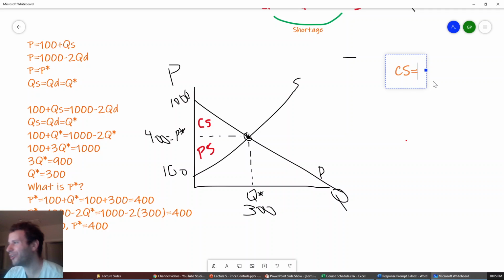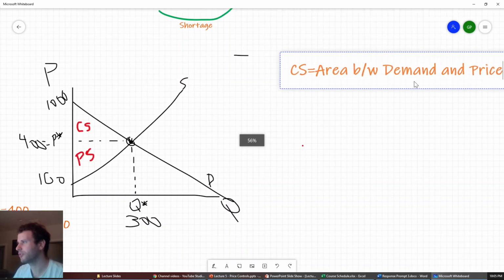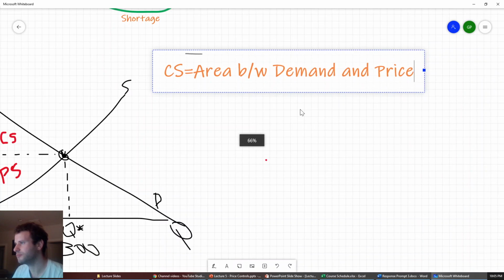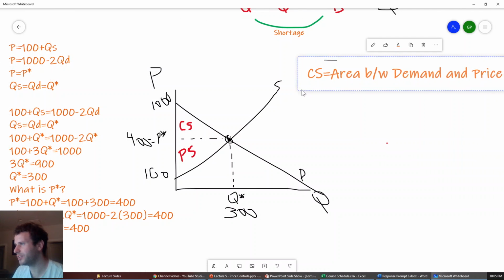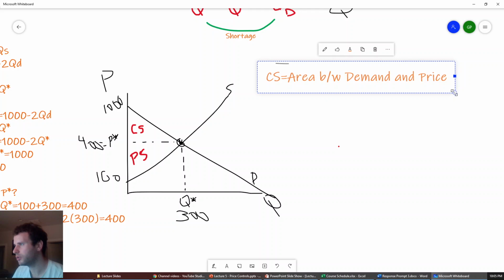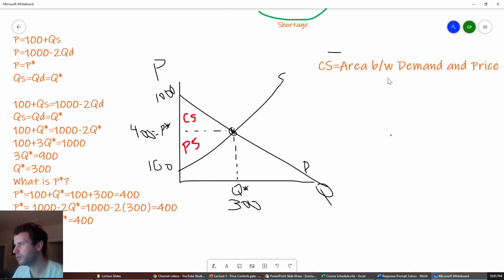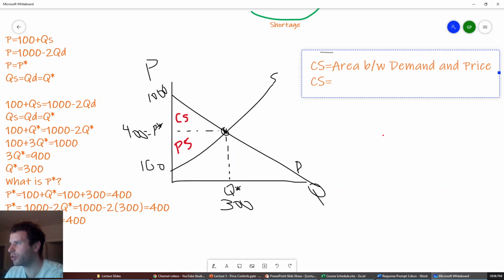All right. So consumer surplus is the area between demand and price. Okay. Let's make it a little bit smaller, a wee bit smaller. Okay, so that's going to be a triangle. The formula for area of a triangle is 1/2 base times height.